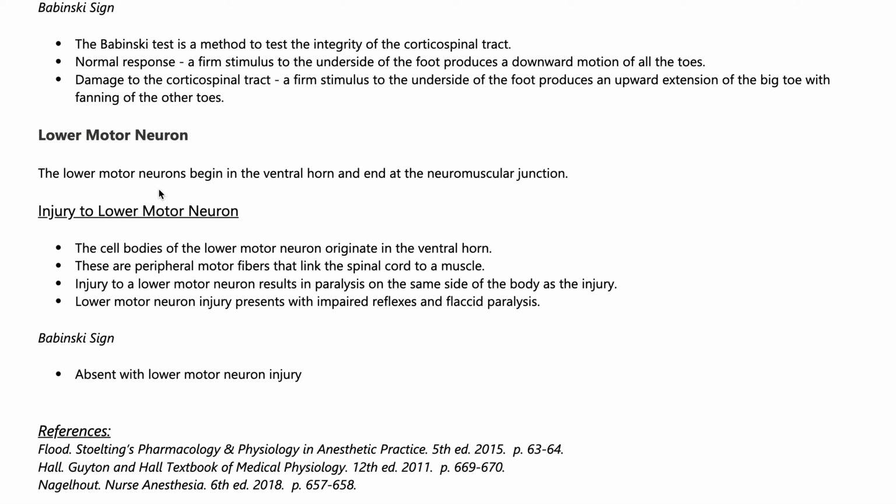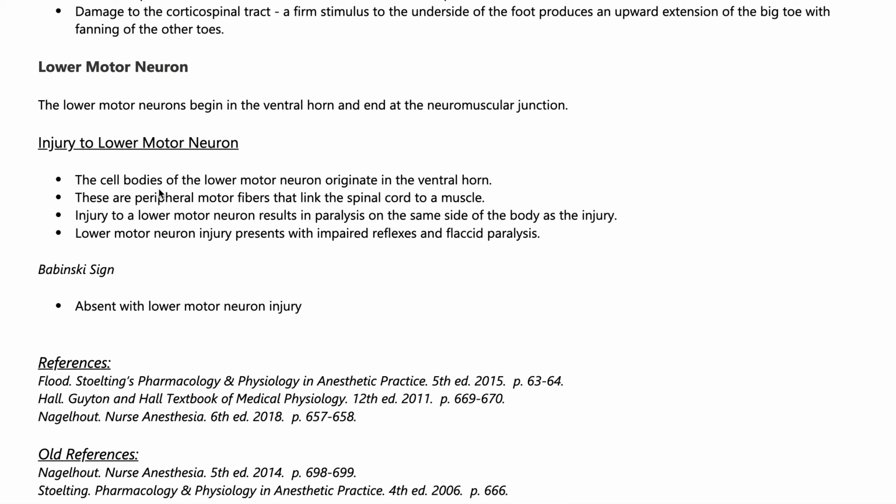Regarding lower motor neurons, the lower motor neurons begin in the ventral horn and end in the neuromuscular junction. Injury to a lower motor neuron means that these peripheral motor nerve fibers, which link the spinal cord and a muscle, are damaged. The cell bodies of the lower motor neuron originate in the ventral horn. So injury to a lower motor neuron results in paralysis on the same side of the body as the injury, and lower motor neuron injury presents with impaired reflexes and flaccid paralysis. The Babinski sign is absent with a lower motor neuron injury, so you won't get the toe up and fanning with a lower motor neuron injury.